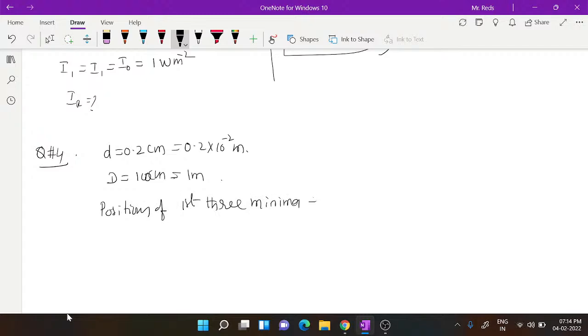The positions of the first three minima are equal to what? The positions y1 dark, y2 dark, and y3 dark are equal to what? We know that the position of the nth minima, the nth dark fringe. The positions of the first three minima, if the wavelength of the source is this. Double slit experiment.